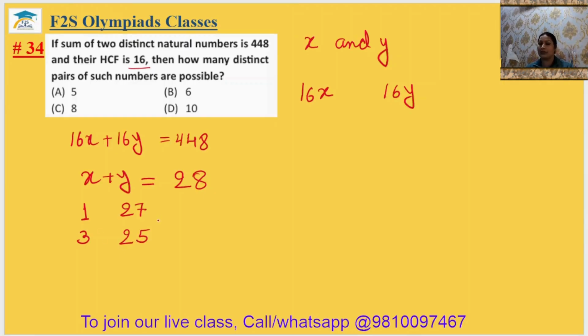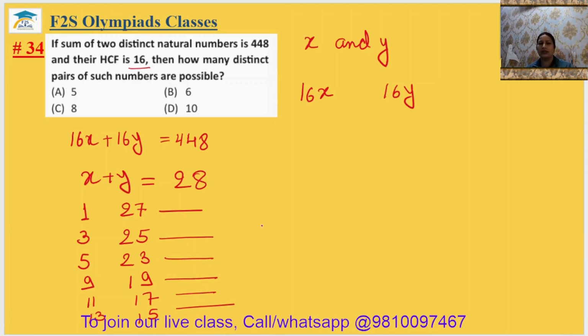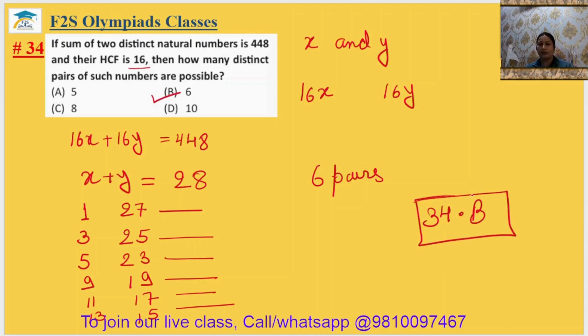2 and 26 cannot be possible because both are not co-prime numbers. Third pair will be 5 and 23. Fourth pair will be 9 and 19. Fifth pair will be 11 and 17. And then 13 and 15. So how many pairs are there? 1, 2, 3, 4, 5, 6. 6 pairs are there. And 6 pairs is available in option B. So 34th answer will be option B.